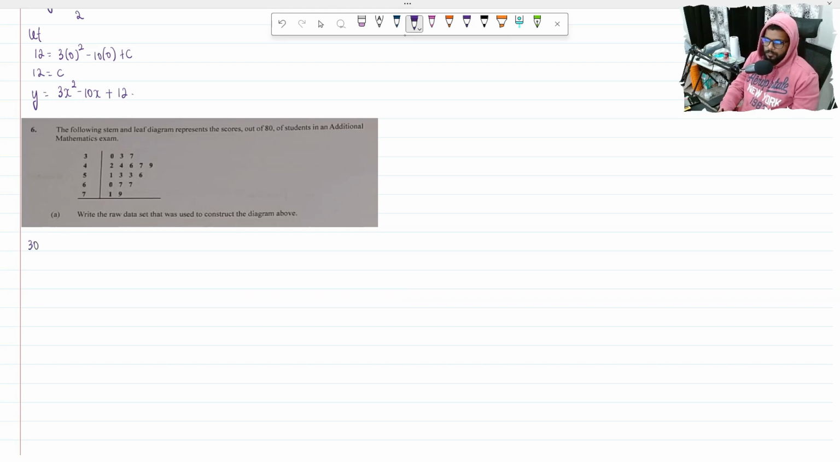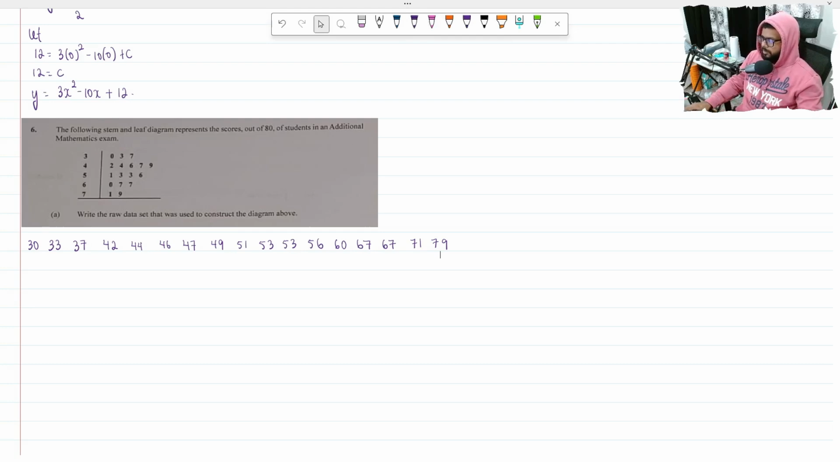30, 33, 37, 42, 44, 46, 47, 49, 51, 53, 53, 56. I see 53 repeated twice, so that's looking kind of mean-ish, mode-ish. 60, 67, 67. So I see two modes. 71 and 79. So that's my raw data.